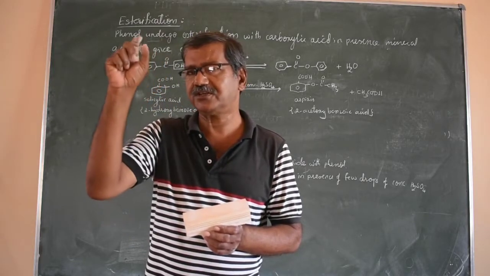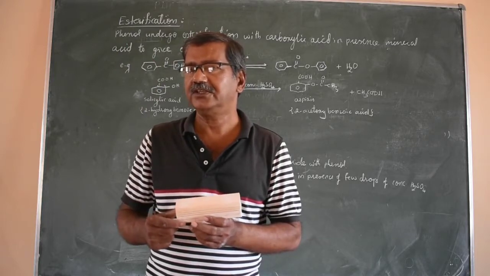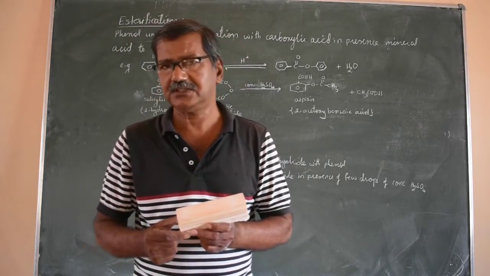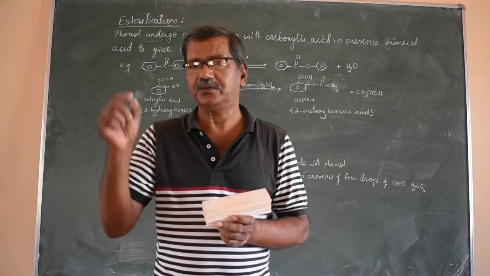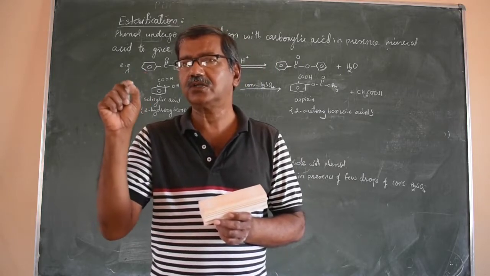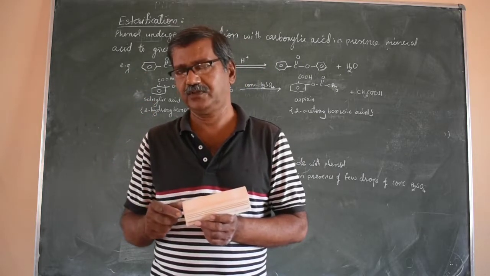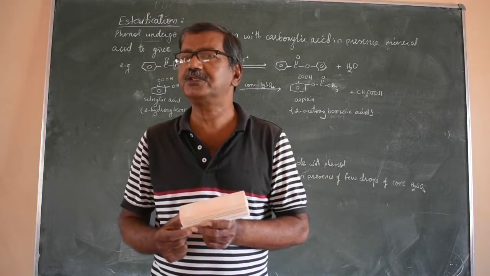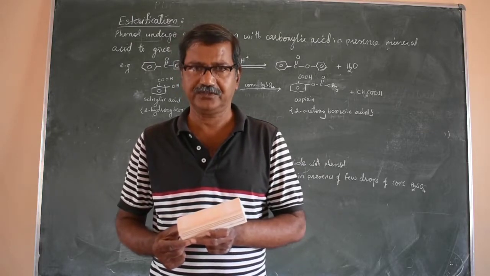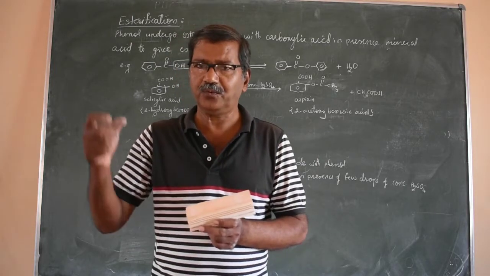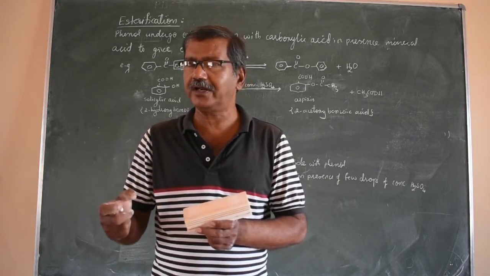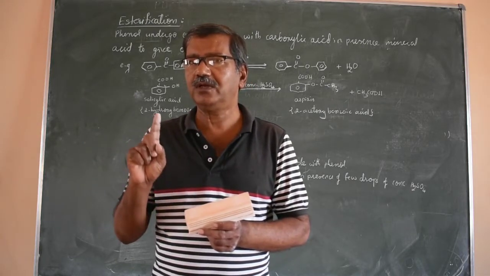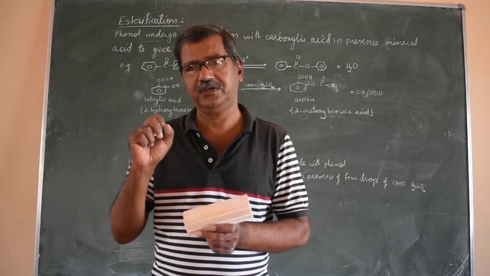The resonance structure of phenol indicates there is a negative charge on the ortho and para positions. We don't find the negative charge at the meta position. That means in phenol, the OH group is ortho and para directing. You are getting only ortho and para products. This point you have to remember.